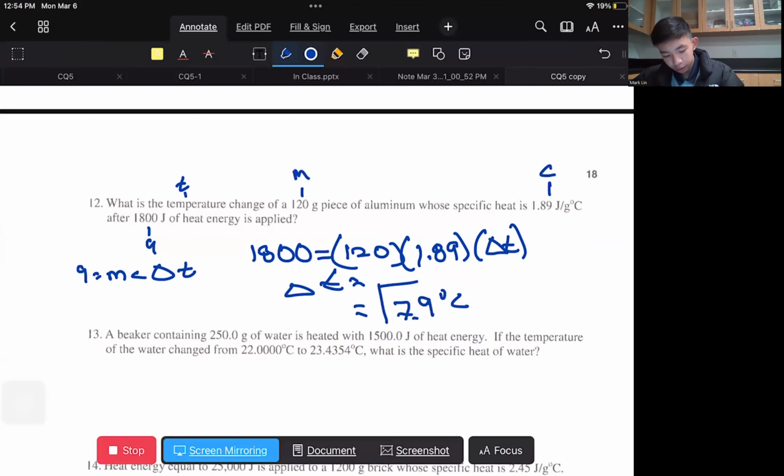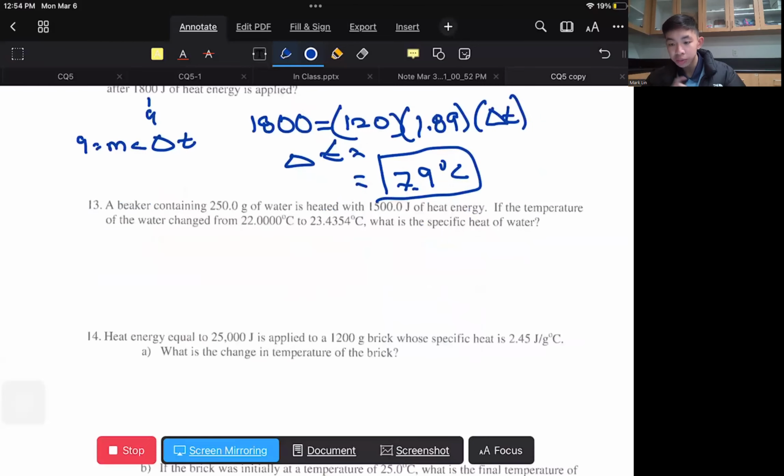13. A beaker containing 250 grams of water is heated with 1500 joules of energy. If the temperature of the water is changed from 22 degrees to 23.4354, what is the specific heat of the water? So here we're trying to find C. Grams is M. Joules is Q. And here's the temperature change, right? So to find temperature change, we just subtract one from the other. Plug this in your calculator.